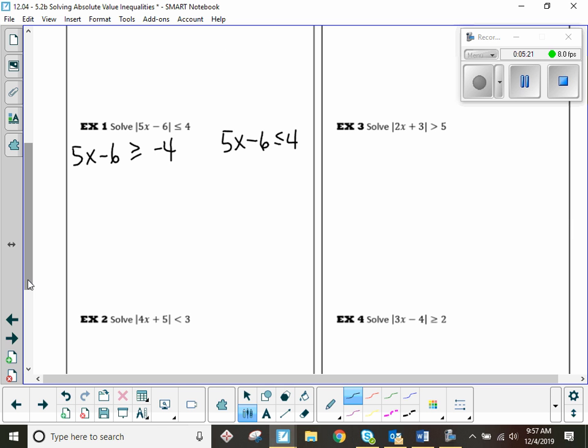So then what do you need to do to get started for solving? Add 6, right? And then divide by 5. So I have x greater than or equal to 2/5. Remember, it always opens like a jaw towards the bigger value and points like a judgy person to the smaller value.